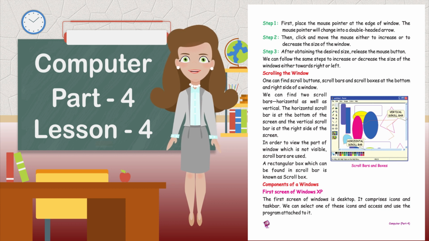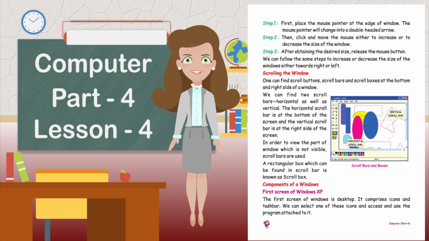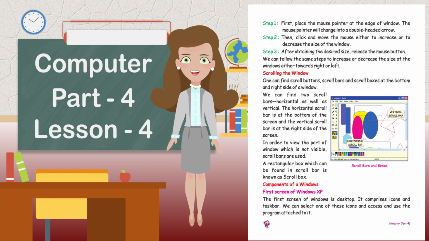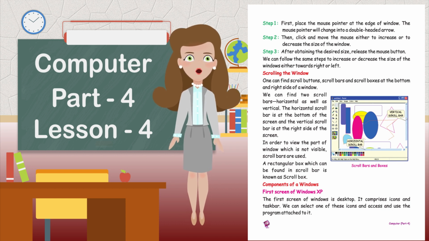Components of a Windows. First screen of Windows XP. The first screen of Windows is desktop. It comprises icons and taskbar. We can select one of these icons and access and use the program attached to it.